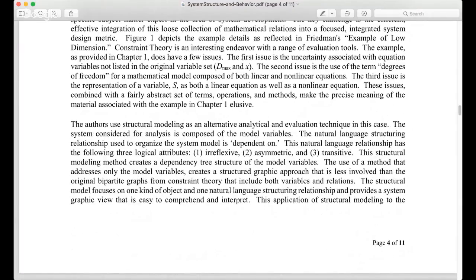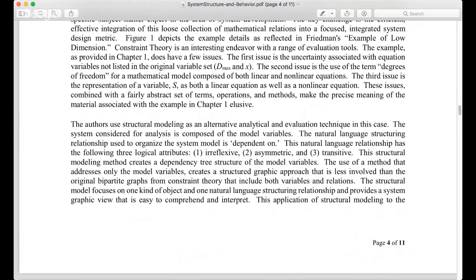And to address these issues, we just use the structural modeling approach with the natural language relationship dependent on it. And again, this natural language relationship has the following three attributes. It's irreflexive, asymmetric, and transitive. That fits into one bucket. And we're saying that it's essentially a global type of natural language relationship. And in assigning it a global relationship and giving it irreflexive, asymmetric, and transitive properties, it fairly well defines the application of the natural language relationship.